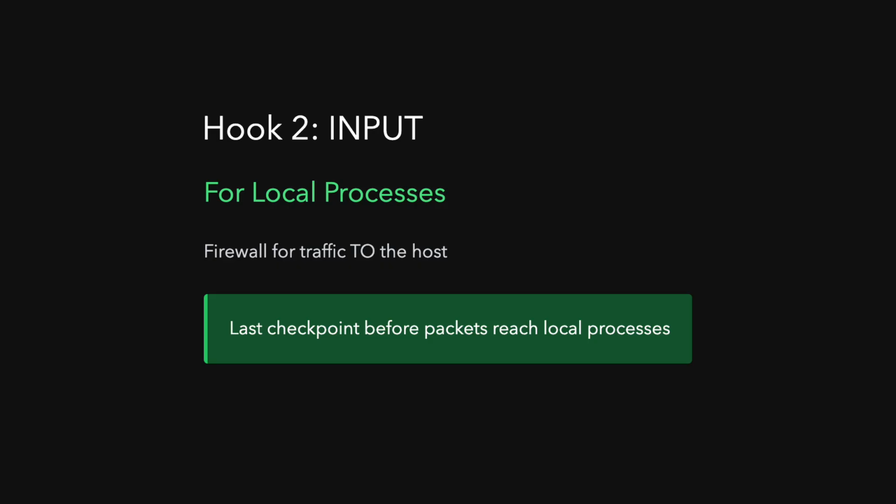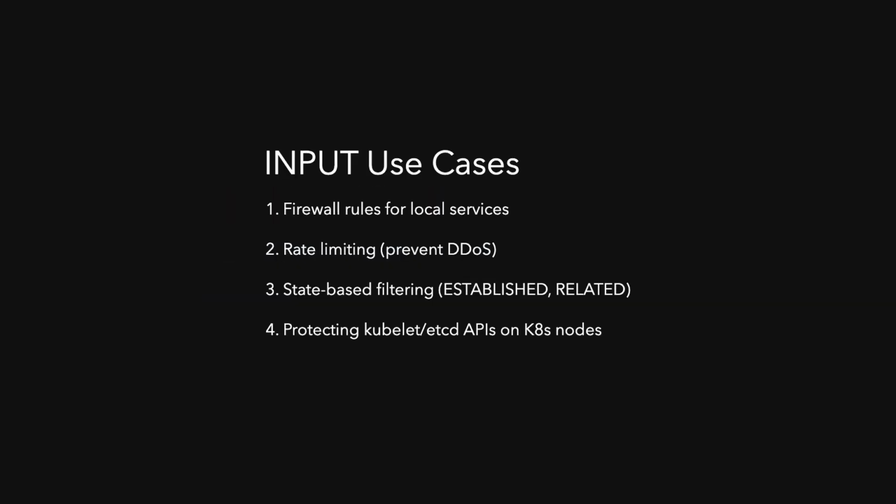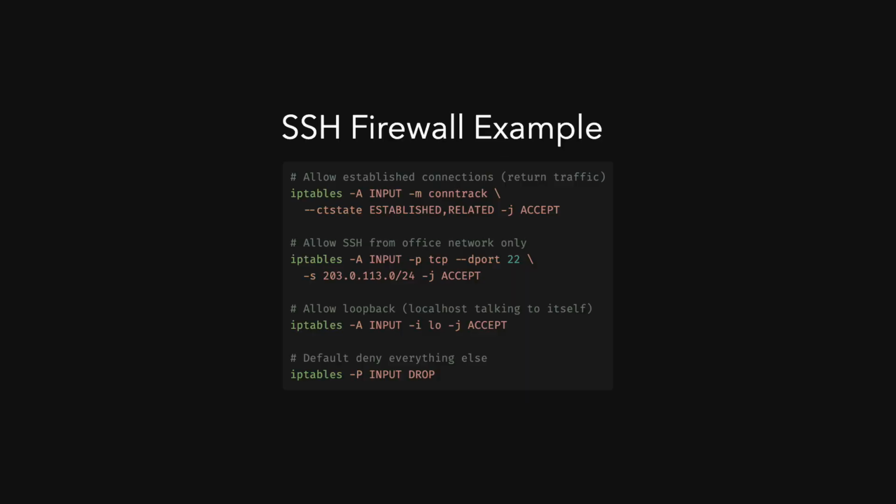So the input chain is the firewall for local services. Think of input as a bouncer at a club. The routing decision says that you're on the guest list, so the destination is local, but the bouncer still checks if you are actually allowed in. Common use cases are firewall rules for local services, for example, allow SSH from trusted IPs or block SSH. It can be rate limiting to prevent denial of service.